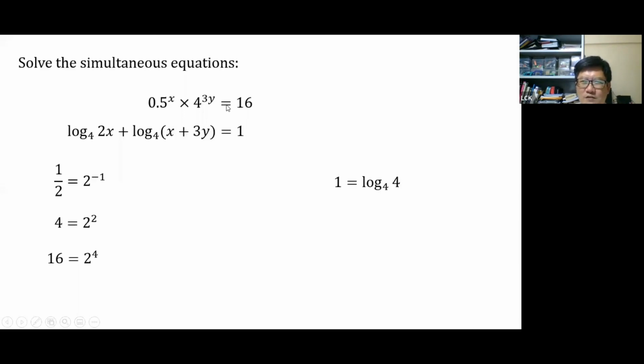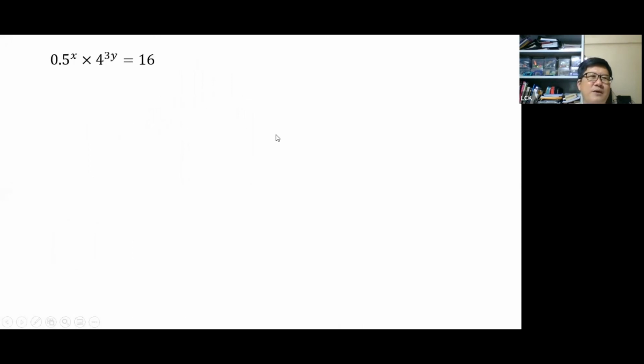Let's start with this on the left and that one on the right. Simple. So that half is 2 to the power of minus 1, and the x stays there. And that's 2 to the power of 2, and that's 2 to the power of 6. It looks beautiful now because we have everything to the base of 2. It's wonderful. Minus 1 times x is minus x.